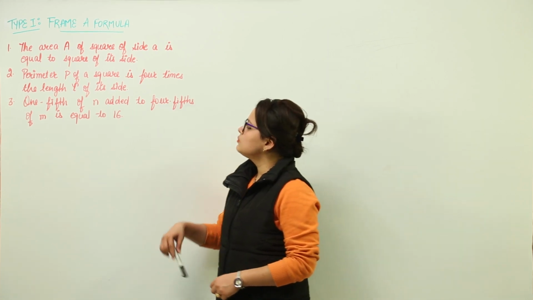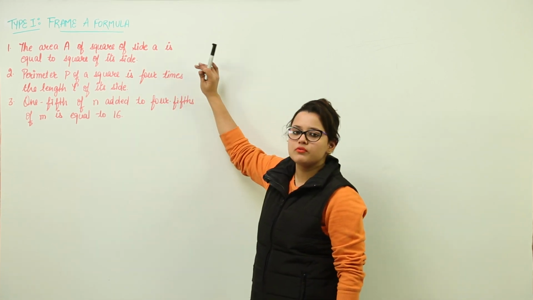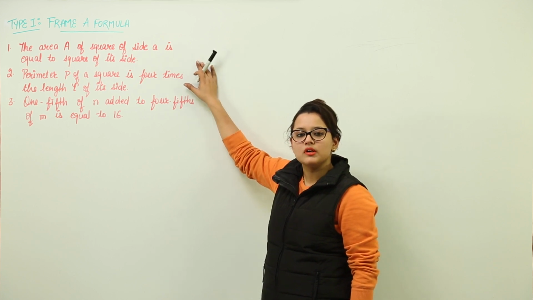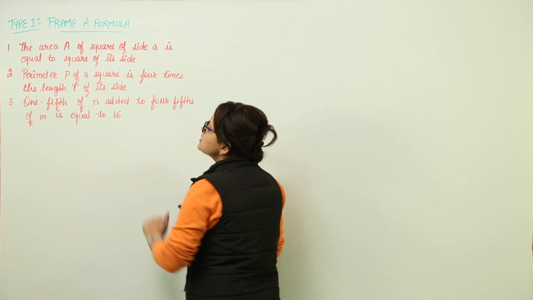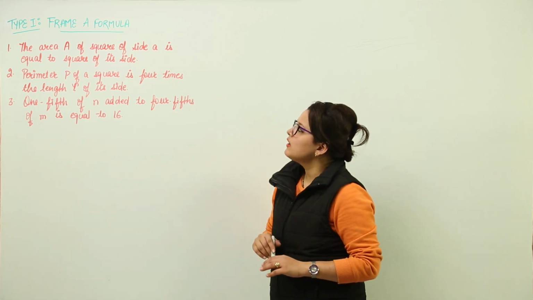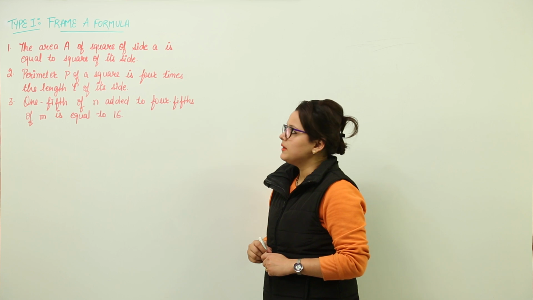So we are going to deal with the topic of framing a formula: how to frame a formula for the given statement questions. For that, let us practice some questions. The first is the area A of a square of side a.